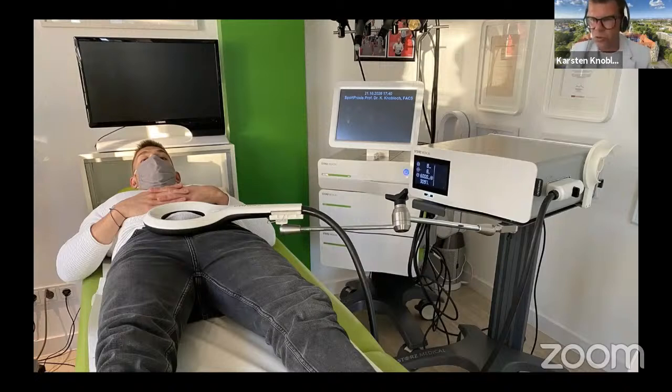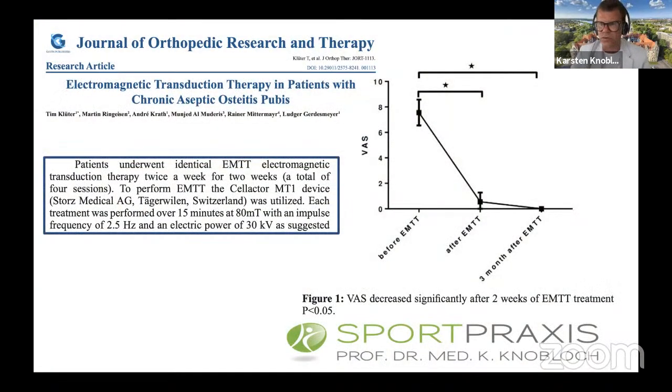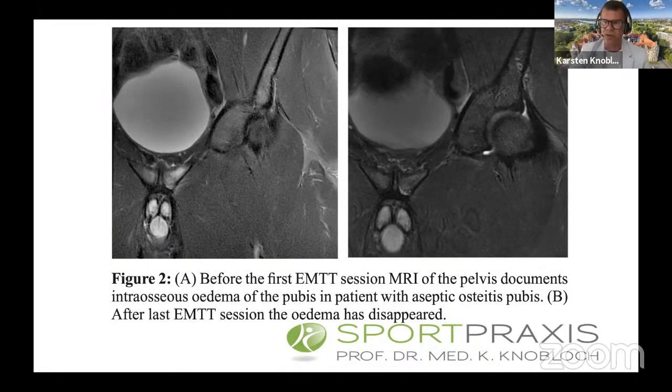So even doing shockwaves and EMTT, or EMTT alone, and this is a cohort from Martin Ringeisen and Ludger Gerdesmeyer, again, where they did only EMTT, showing a significant reduction in pain even after 4 treatments with the EMTT, completely non-invasive, completely pain-free with the EMTT device. And there are even some cases where they followed it by MRI. So the bone edema, which you can appreciate here on the left, at the symphysis, is markedly reduced after the EMTT.